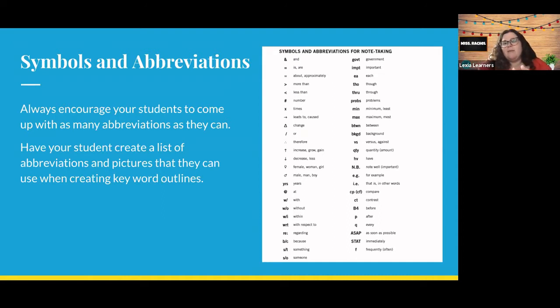But I also have them add a section of their own pictures. So maybe they decide they're doing the fairy tale book. So there's a lot of crowns or kings or queens. I'll have them make a crown to mean king or queen or something like that. So it is a little bit different and more tailored to themselves. And I encourage as many pictures as possible.